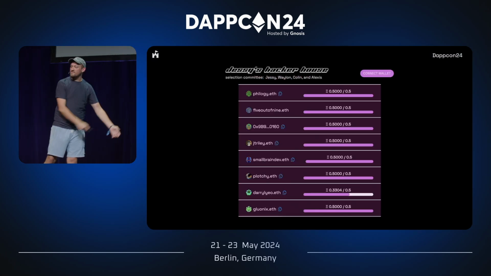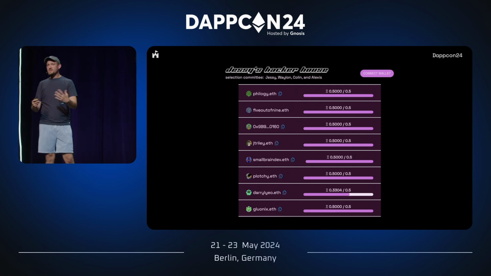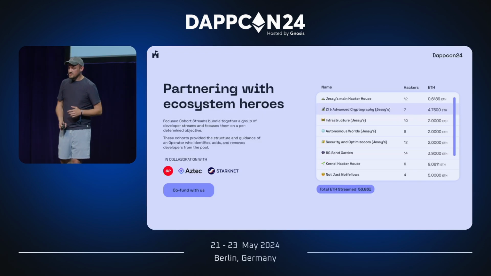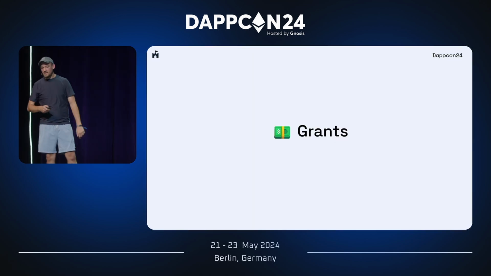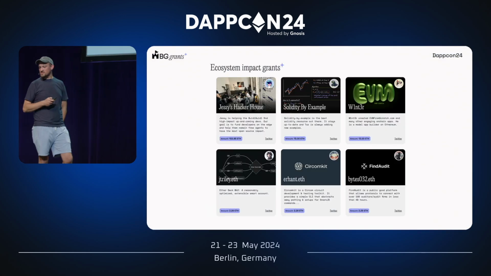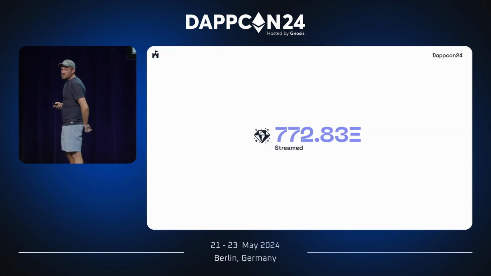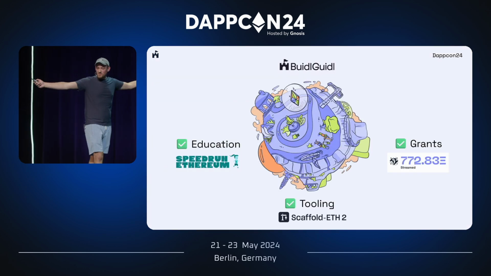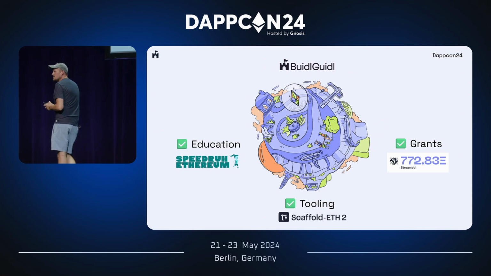And then we really leaned heavily into Jesse's Hacker House and all the really great hackers that Jesse was finding. And then even our internal group, the Sand Garden, started using this to fund their builders. So we partner with some ecosystem heroes. We have a huge list of these things, but grants is really the best way to go. We started giving small grants, and with those small grants, we've streamed over 772 ETH, and that's it. That's Build Guild. We're education, tooling, and grant giving. Thank you.